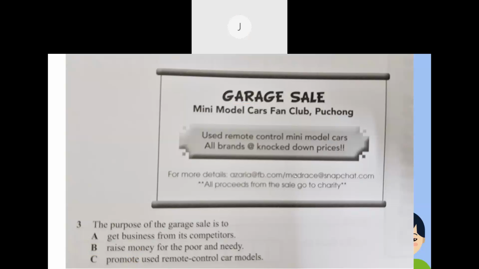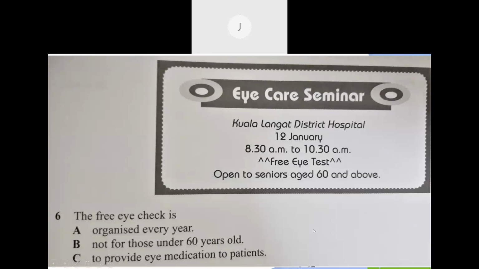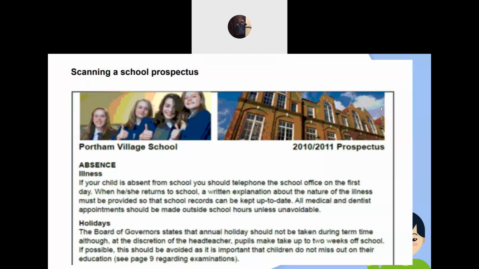We'll skip this. It's not the main focus of today. Now, you need to scan this first. Everyone, scan through this school prospectus. Okay, done?